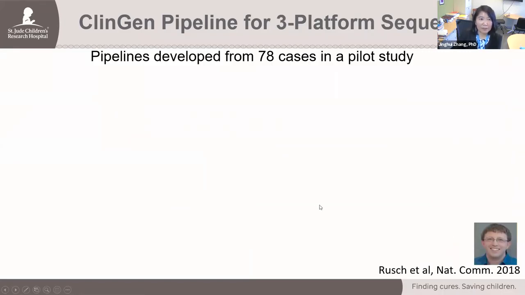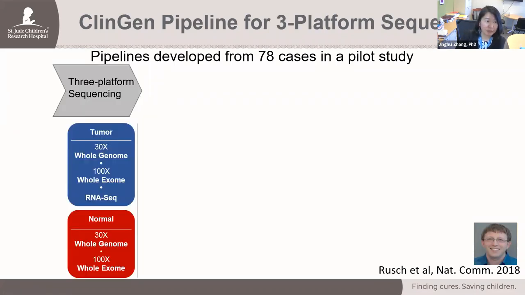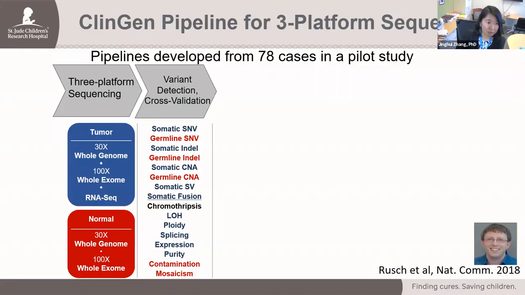The computational pipeline for the 3 platform sequencing development was led by Michael Rush in my group. What we have done is to start with 3 platform sequencing, generating data, performing a QC check, and then we have extensive analysis for both the somatic and germline based analysis, including single nucleotide variants, copy number, and structural variation.